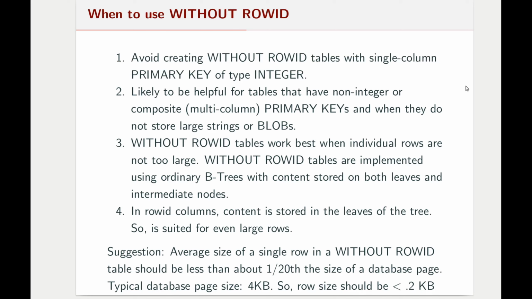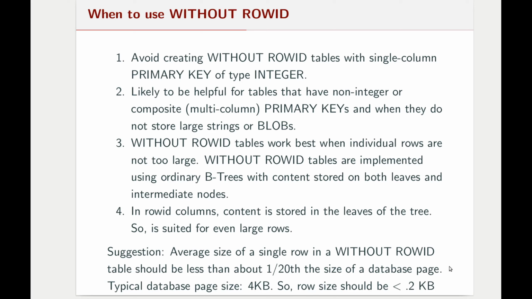It is likely to be helpful for tables that have non-integer or composite primary keys, especially when you're not going to store huge rows of strings or blobs. That is, your row length is also small. Without row ID tables work best when individual rows are small. That's because they're implemented as ordinary B trees and the content is stored on both leaves and intermediate nodes. Since data is floating around in both the leaves and non-leaves, you want to keep the rows as small as possible.